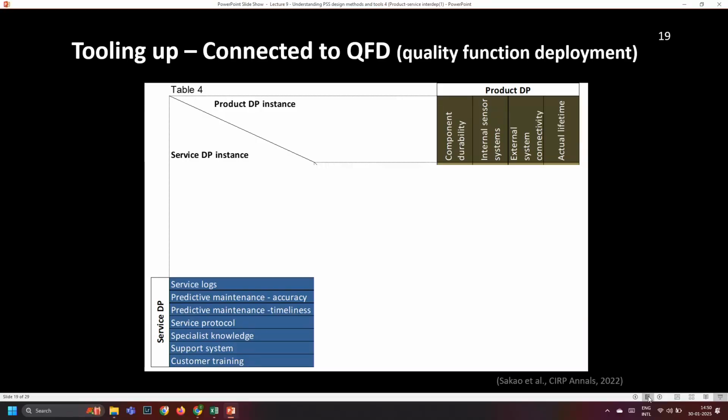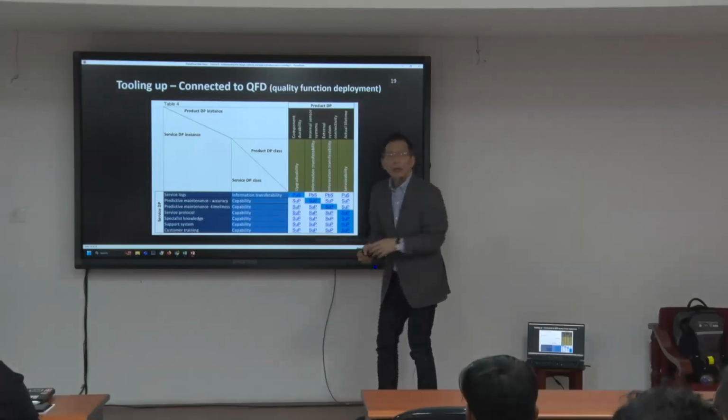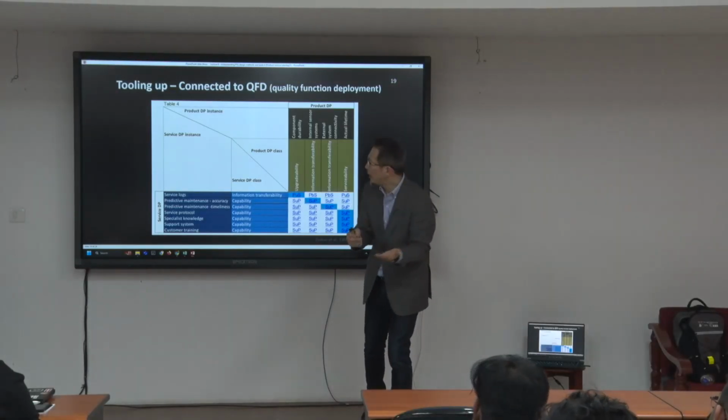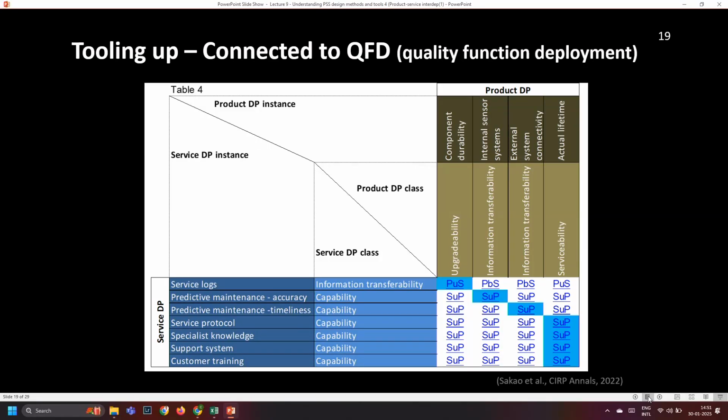Okay, so some information on the Excel file that you get access to. It's a simple spreadsheet, and if you open one sheet, you will see this kind of matrix, because you have a specific PSS case, and therefore you should be able to describe service design parameter instances. Instances mean specific design parameters from the service point of view of your PSS offering. So that's one thing to do here in this column.